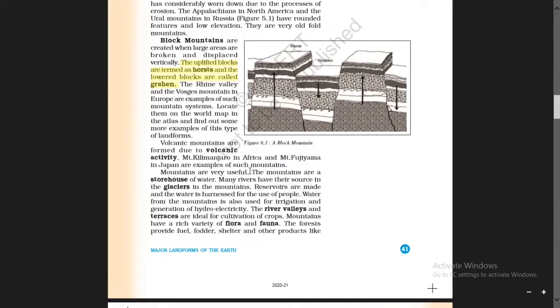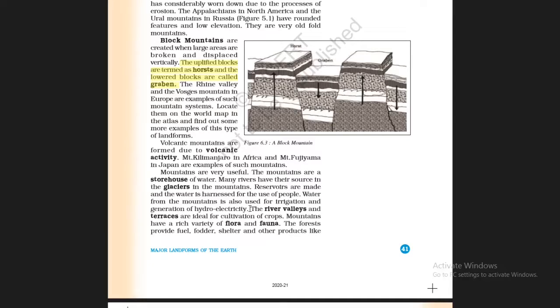Mountains are very useful. The mountains are a storehouse of water. Many rivers have their source in the glaciers in the mountains. Reservoirs are made and the water is harnessed for the use of people. Water from the mountains is also used for irrigation and generation of hydroelectricity. But you see, mountains are very useful to mankind. Okay, the mountains are a storehouse of water.